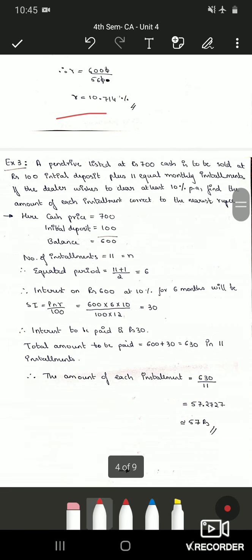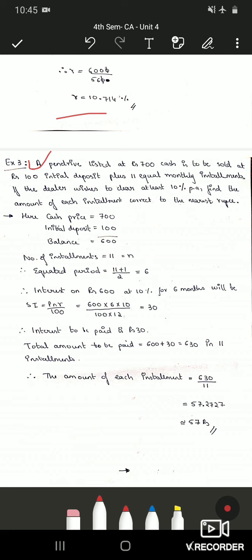So the third problem is, a pen drive listed at rupees 700 cash is to be sold at rupees 100 initial deposit plus 11 equal monthly installments. If the dealer wishes to clear at least 10% per annum, find the amount of each installment correct to the nearest rupee. So in this question they have given cash price, they have given whatever is the down payment, they have given number of installments to be paid, and they have given rate, but they have asked each month how much amount you have to pay as an installment amount.